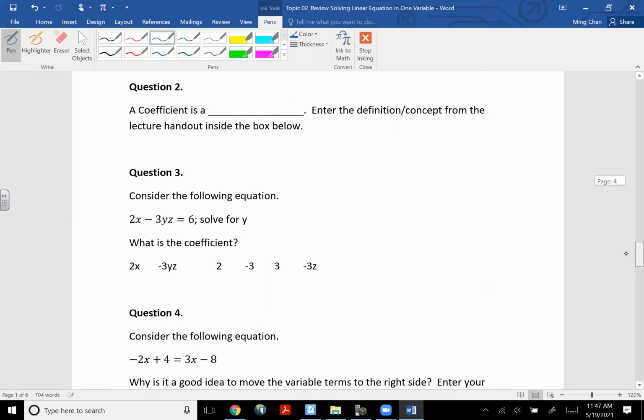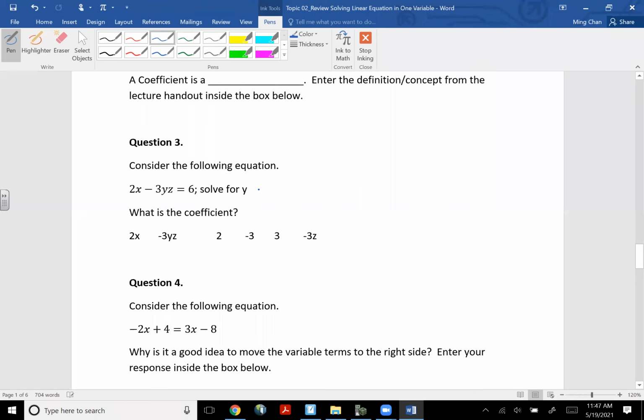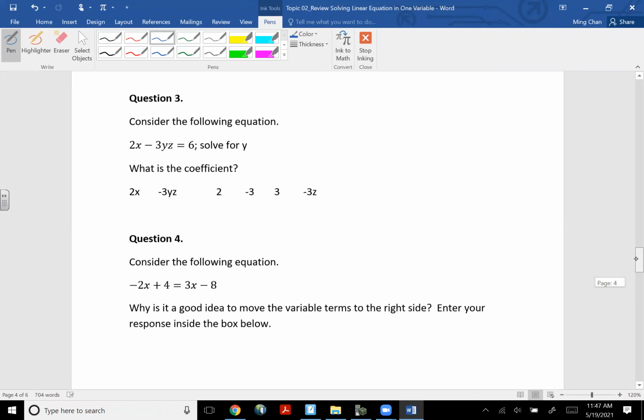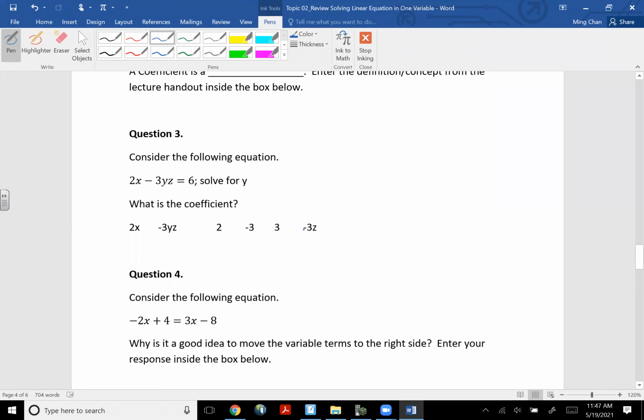Consider the following equation. I want you to solve for y. What is the coefficient? I mentioned that earlier. Which one is the coefficient? That's a multiple choice. When you see a bunch of choices like this, it's a multiple choice question.